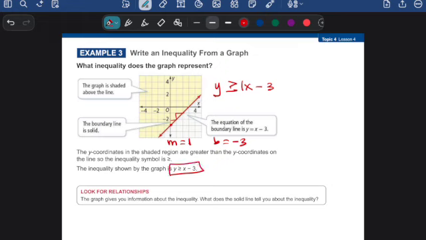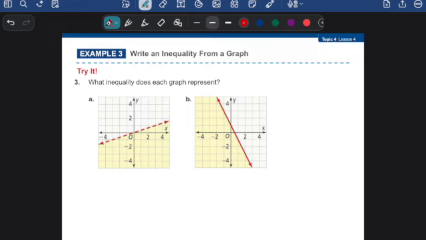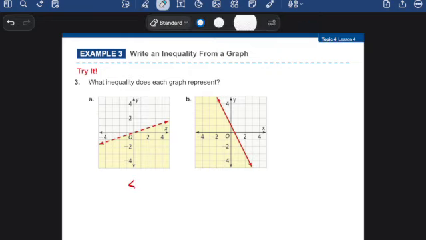So make sure you identify if it's greater than or less than, and then look at the line to see if it's solid or dotted to determine if it's going to be an equal to or not. So what inequality does each of these graphs represent? Okay, so let's first look at the shaded area. It is below the line, so I know this is a less than. It's dotted, so there's not going to be an equal to.